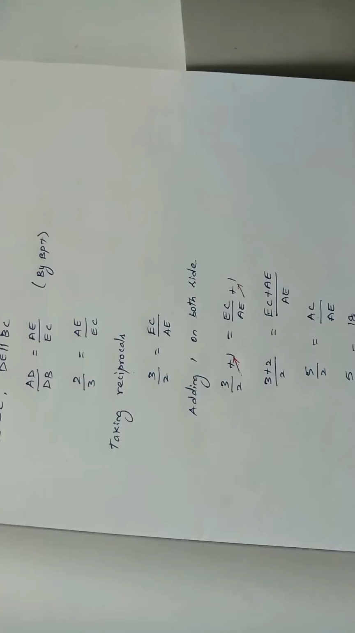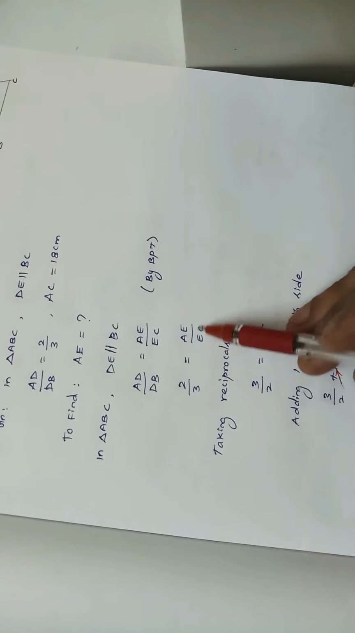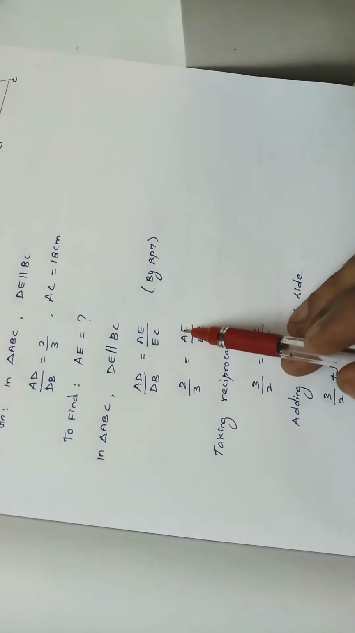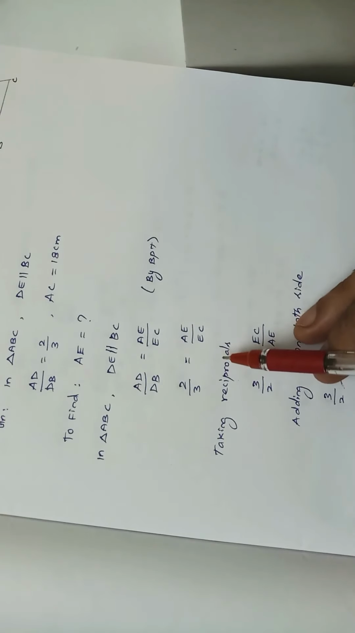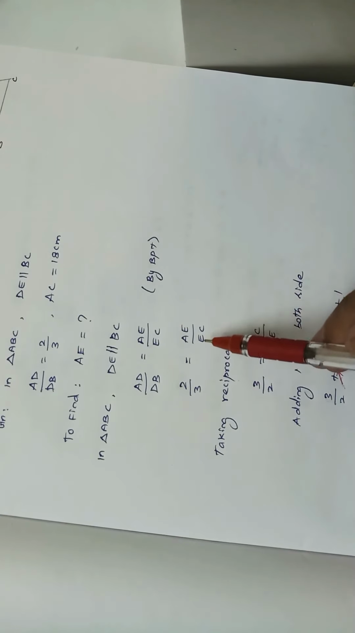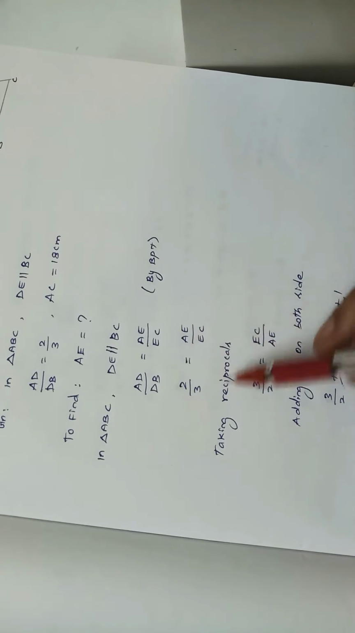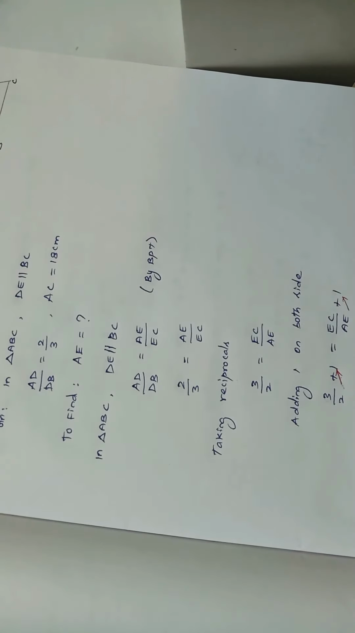Next sum. Suppose here we want to find the value of EC. They have given the value of AE and we want to find EC, which means we don't want the reciprocal. Directly we can add 1 on both sides and find it. But they ask us to find AE, so while taking the reciprocal, AE will be in the denominator, remain the same, and we will find the value of AE.